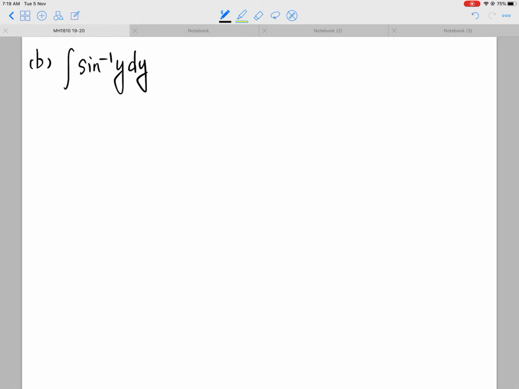Like part B, there's no way you can integrate straightforward, right? But you can treat it as 1 times sine inverse y integration. And so this part is your v. This part is your u. Its derivative, right? So it should be u times v. It should be x times, okay, in this case it's y. So it's y times sine inverse y.